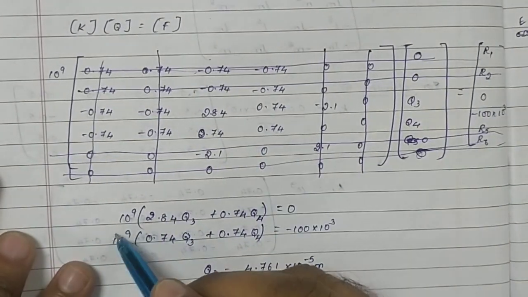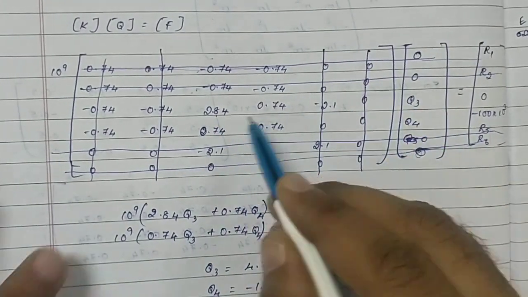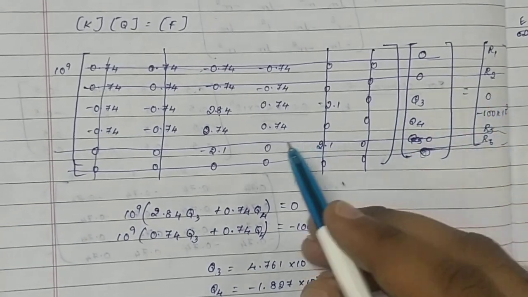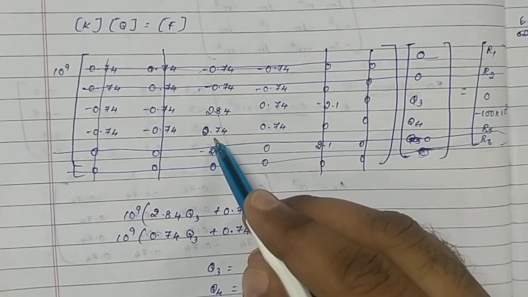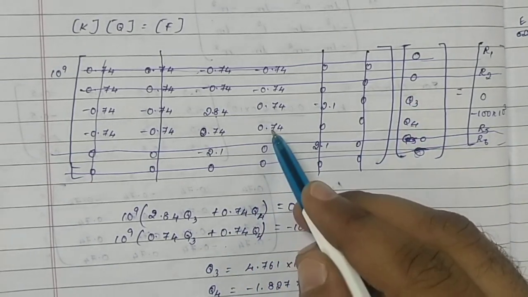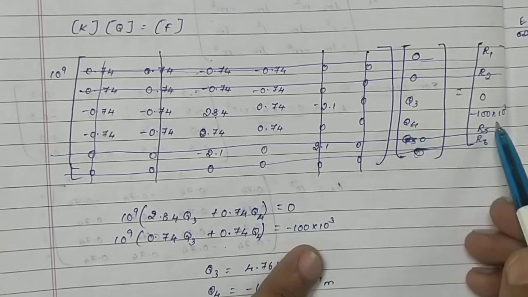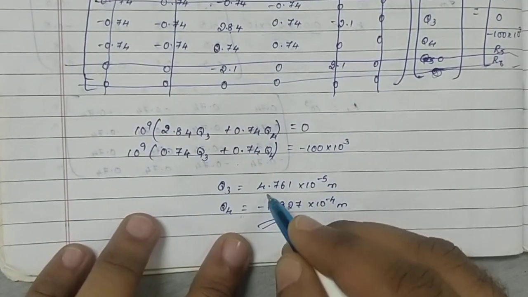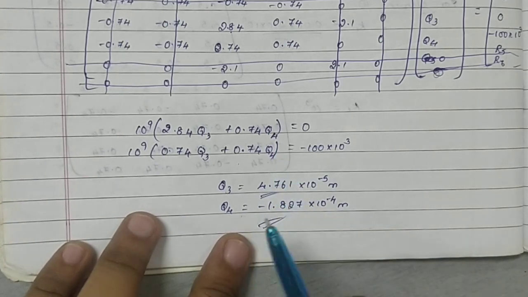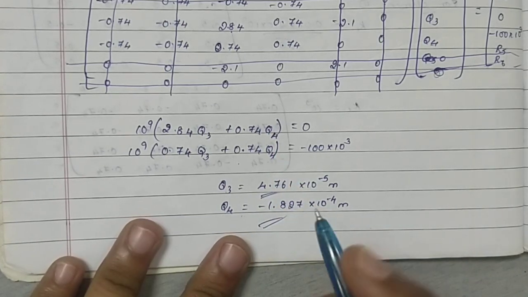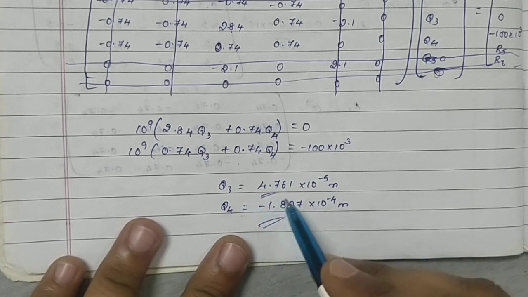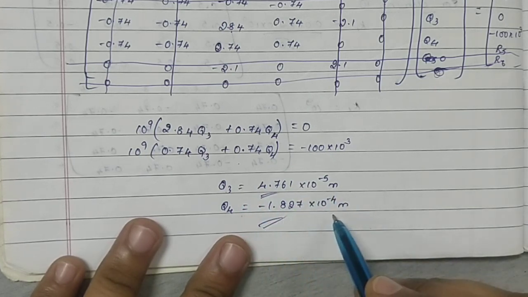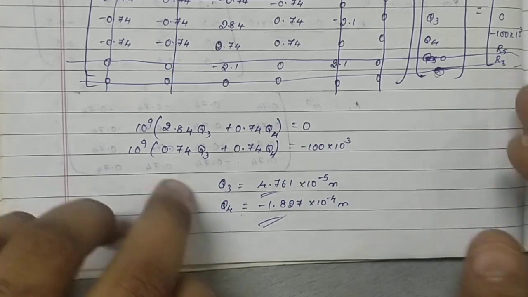Next, multiply 10 power 9 common, this into this, that is 2.85 into Q3 plus 0.75 into Q4 is equal to 0. 10 power 9 common, 0.75 into Q3 plus 0.75 into Q4 is equal to minus 100 into 10 power 3. Two equations, two unknowns, if you solve it simultaneously or in your calci, you will get Q3 is equal to 4.761 into 10 power minus 5 meter, Q4 is equal to minus 1.827 into 10 power minus 4 meter.